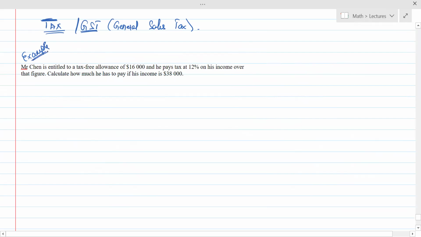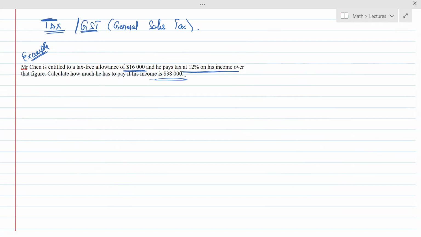Let's consider this example to understand this concept. It says Mr. Chen is entitled to a tax-free allowance of $16,000, and he pays 12% on his income over that figure. Calculate how much tax he has to pay if his income is 38,000. If he's earning $16,000 or below, there's no tax applied. And if he's earning more than $16,000, then the tax is only applied on the income which is above 16,000.